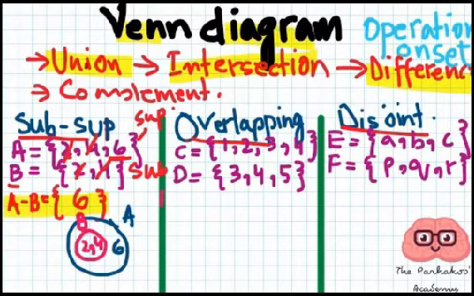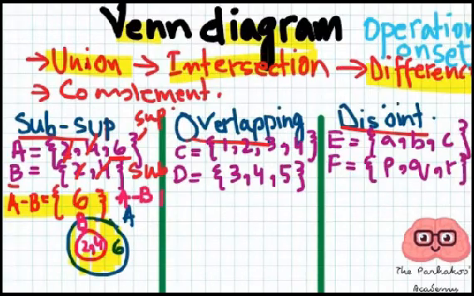So difference deals with what is left in the first one. We are only concerned with what is left in the first one. So here 6 is left. So we are just going to shade this 6, or the outer side of the B. So this is the A minus B.